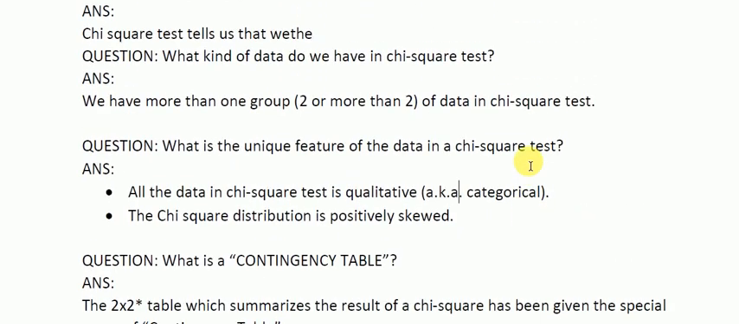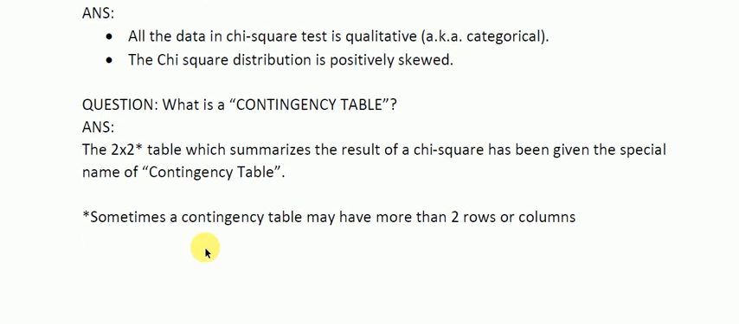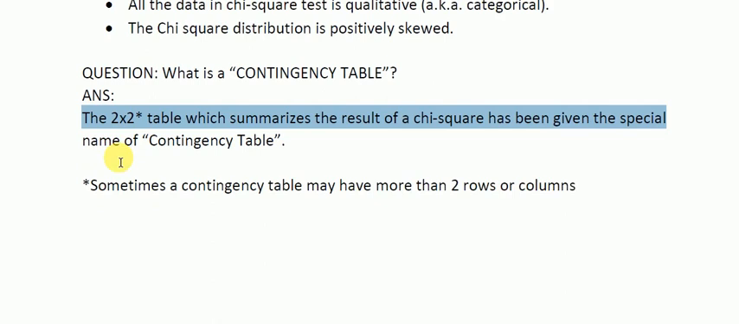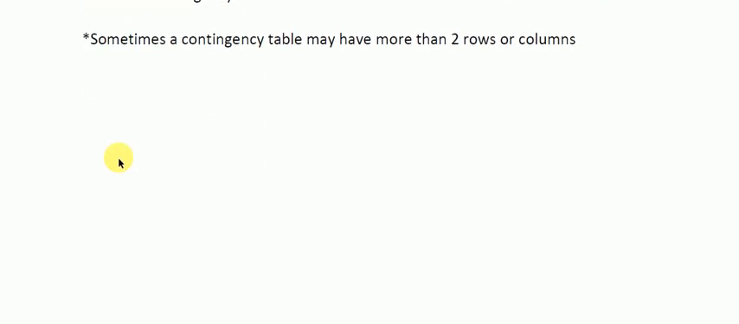Okay, then there is something called the contingency table. So what's a contingency table? If you recall, we typically use a 2x2 table to summarize the results of various tests. The 2x2 table, which summarizes the result of a chi-square test, has been given the special name of contingency table, nothing complex. Sometimes the contingency table may have more than 2 rows or columns. A 2x2 table is for other tests, but a contingency table may have more than 2 rows or 2 columns, but the idea is the same as a 2x2 table. Basically it is used to summarize the results.